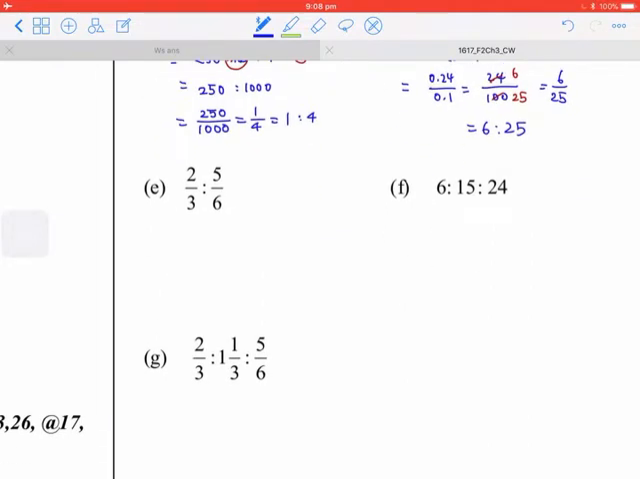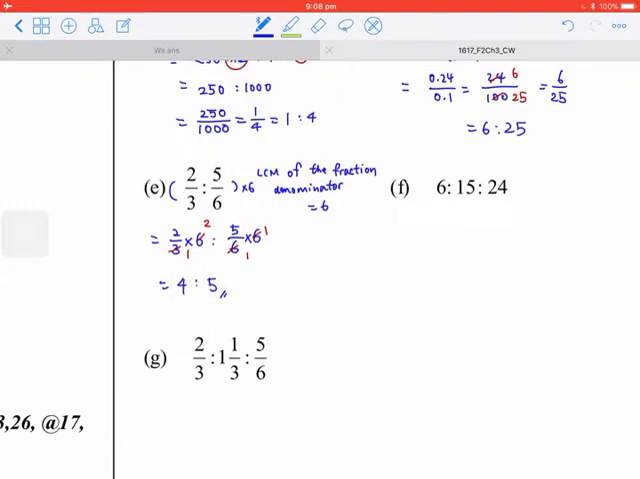And for this one, please find the LCM of the fractions. That means you are going to find the fractions' denominators. So for 3 and 6, I guess you can find the LCM will be 6. So you just multiply it by 6. So you have 3 over like this, and then you cancel them, and you should know that that will be 4 to 5.